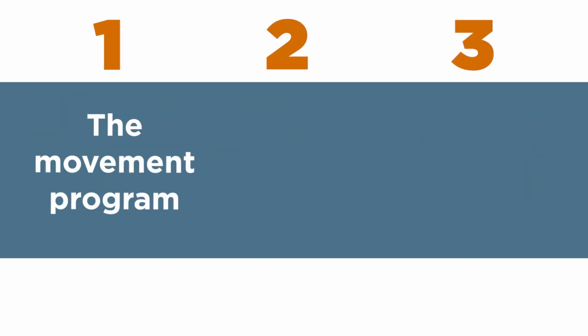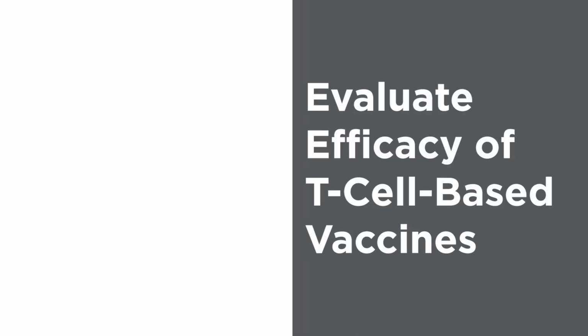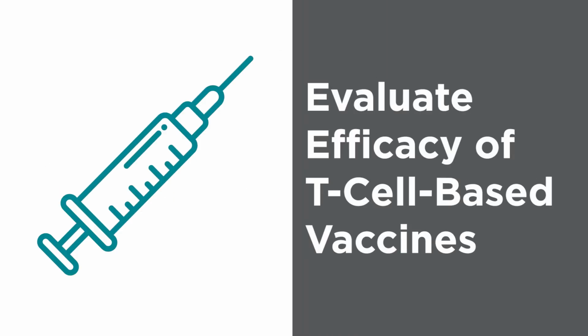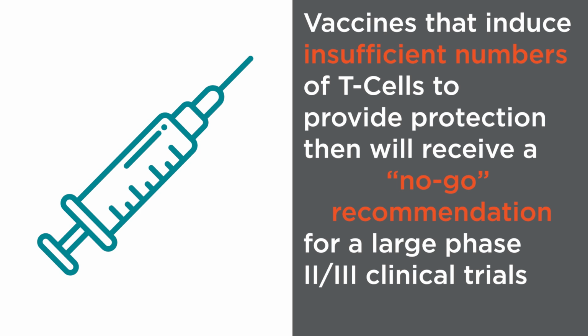Knowing the movement program, the number of T cells, and their speeds would allow us to predict the time T cells would need to survey and eliminate infections or cancer in the brain. These results naturally lead to a framework to evaluate efficacy of T cell-based vaccines. Vaccines that induce insufficient numbers of T cells to provide protection will then receive a no-go recommendation for large Phase 2 or 3 clinical trials.